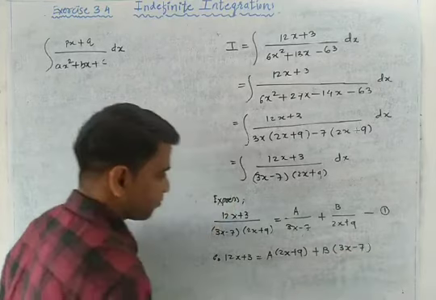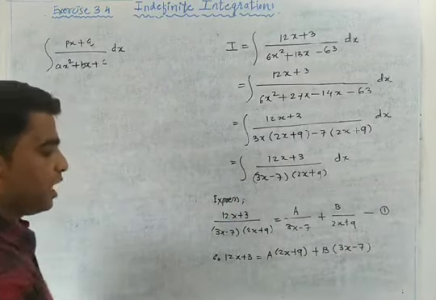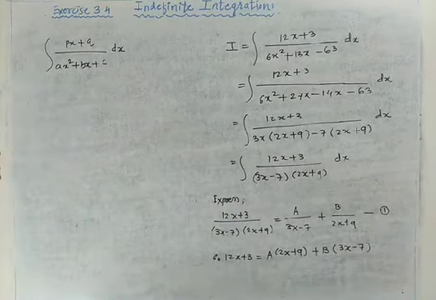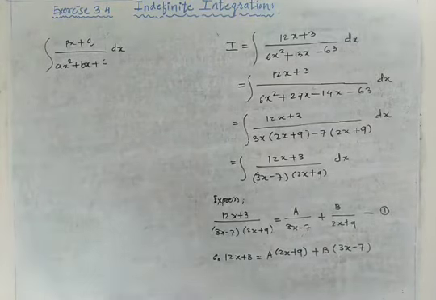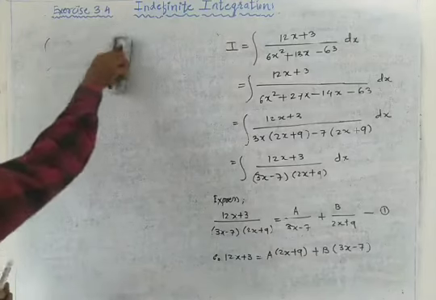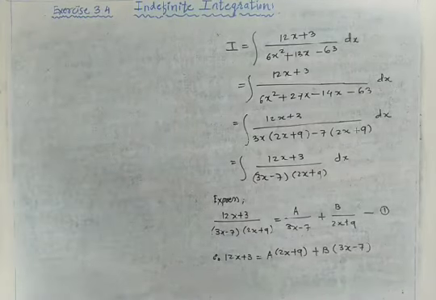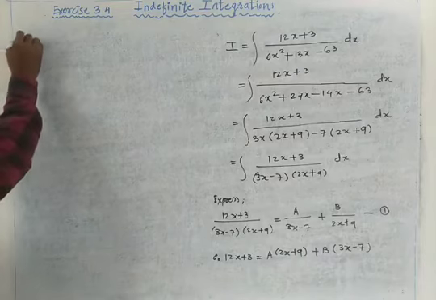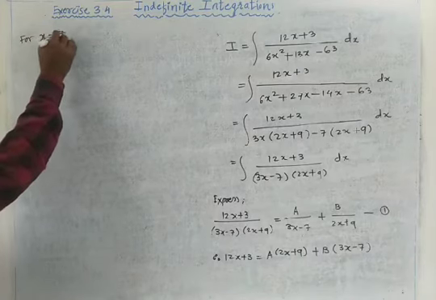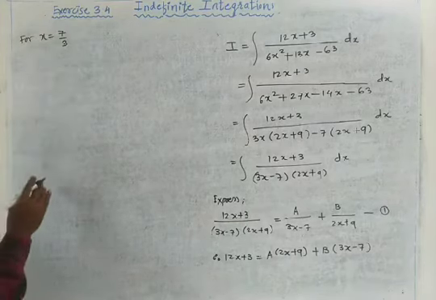Now simplification. So 12x + 3 = A(2x + 9) + B(3x − 7). Now we are going to check how the value of A will be possible. We have to think about when the B part will become 0. The B part will become 0 when 3x − 7 = 0, and that is possible only for x = 7/3.